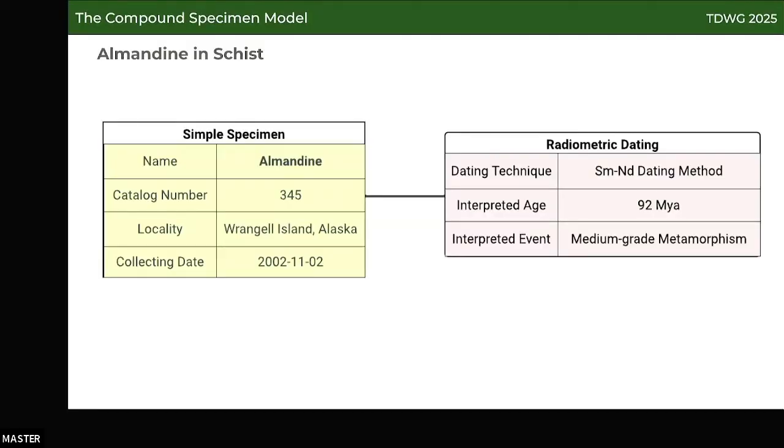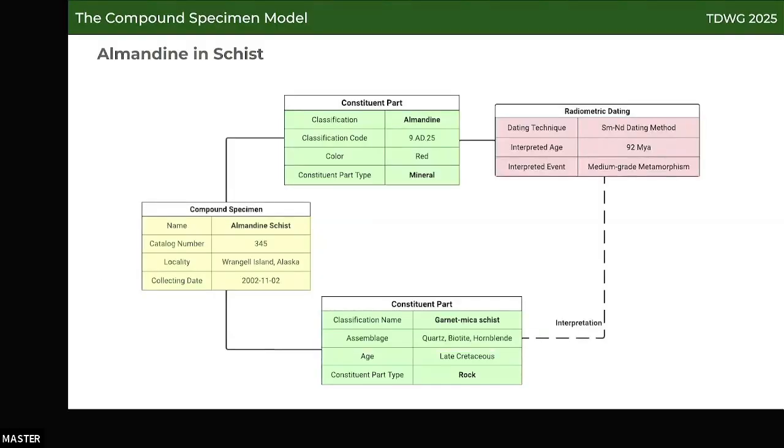And in here, that relationship is defined between the dating record and the entire object. And that's false, right? It's not the entire object that was dated. It's the garnet that was dated. And in fact, that age dating of the garnet allows you to interpret the metamorphic event that resulted in the schist formation. This is really important. With the simple model, you lose all that. With the compound model, you get all that.